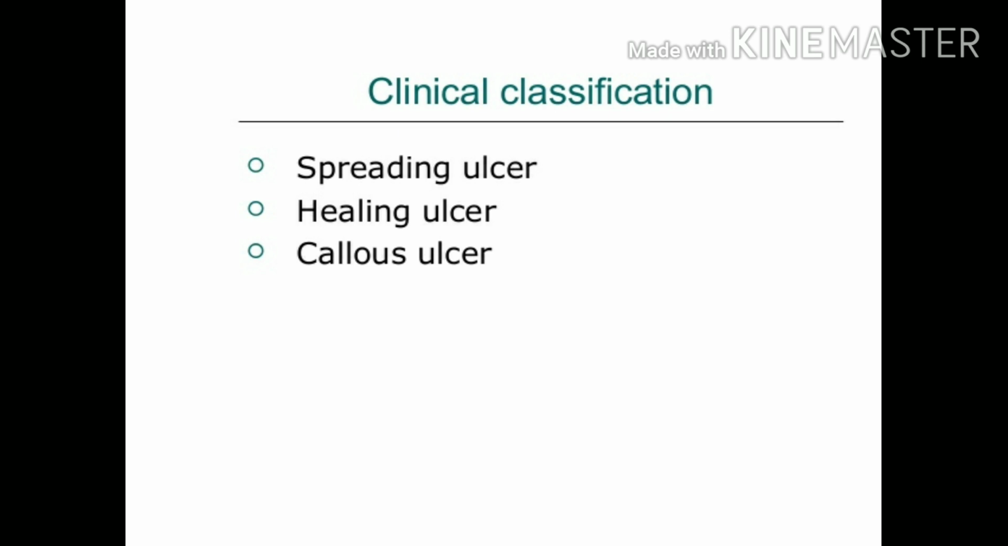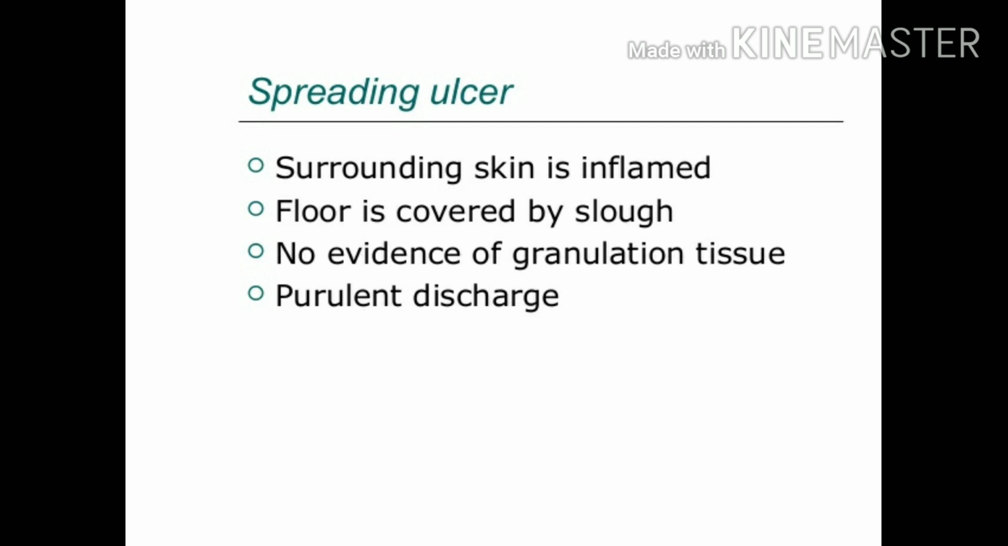Now the clinical classification. It includes mainly three types of ulcers: spreading ulcer, healing ulcer, and callous ulcer. We will be discussing each one of them. First is spreading ulcer. The surrounding skin of the spreading ulcer is inflamed. Floor will be covered by slough and there will be no evidence of granulation tissue, and purulent discharge will be there.